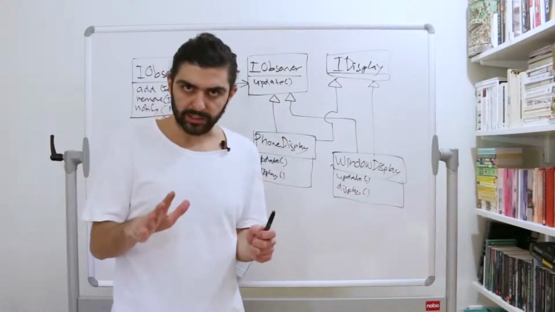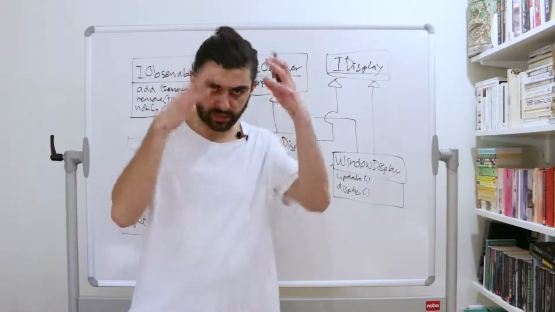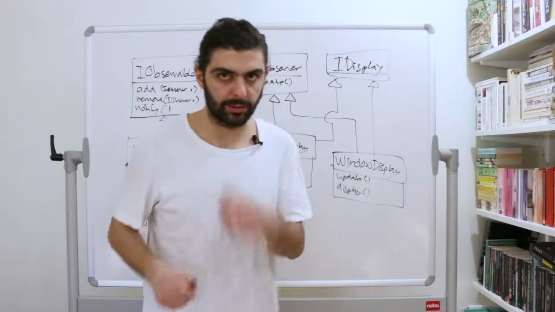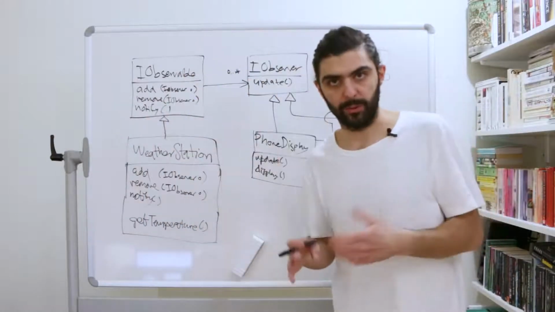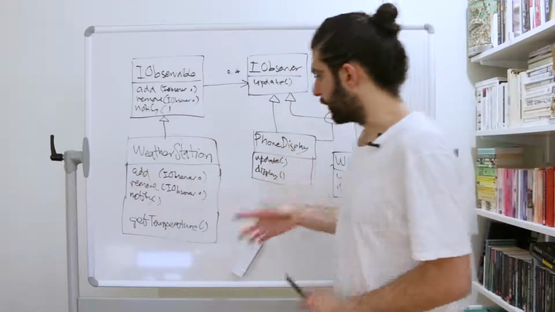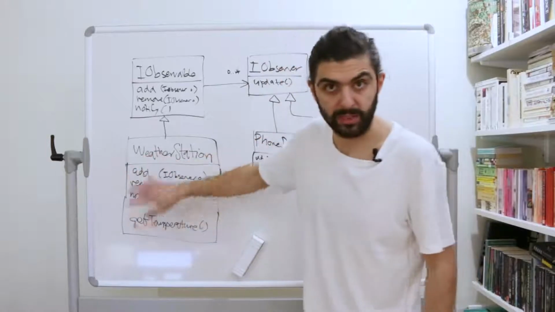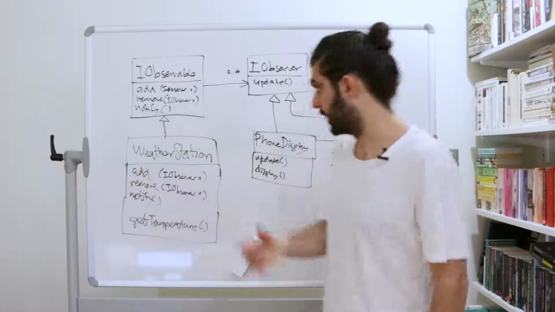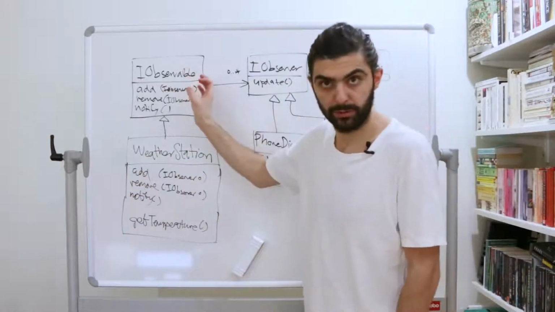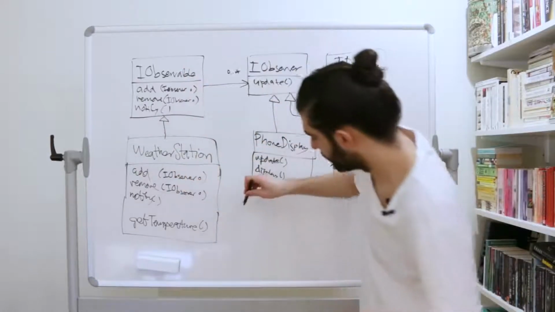So if you start to look at this, take a step back and think about this, it's sort of starting to string together, right? Let's think about the flow of the program. How would this work? You would instantiate a weather station. You have an instance of a weather station, okay? It is an observable, so that means it can be observed.